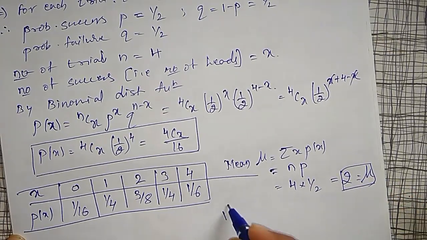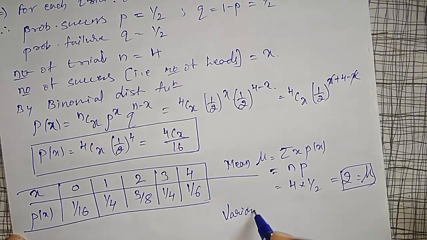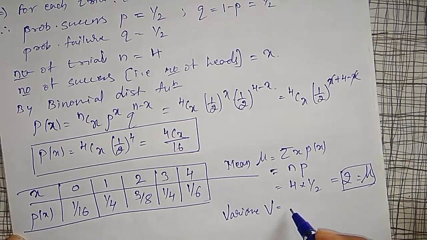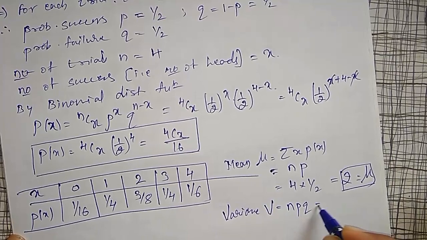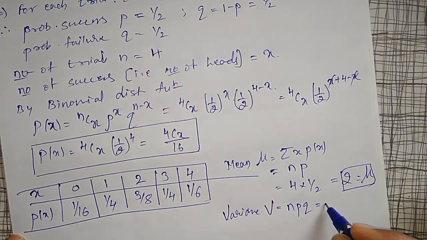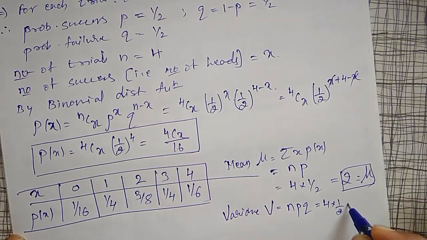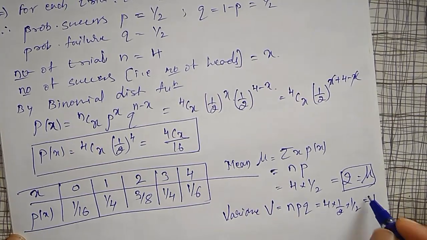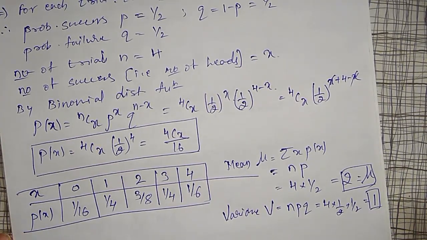Like that, variance is equal to npq. N is 4, p is 1 by 2, q is 1 by 2, which is equal to 1. Variance equal to 1. Standard deviation also equal to 1.